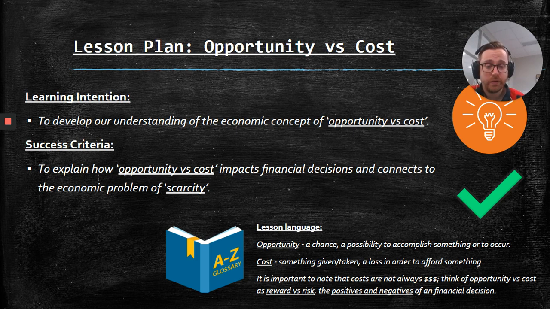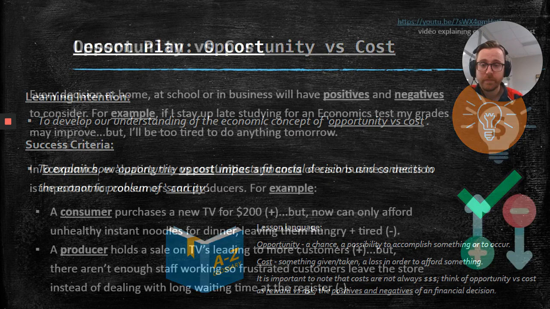It is important to note that costs are not always financial. So something could cost your time. Think of opportunity versus cost as reward versus risk, the positives and the negatives of a financial decision. Don't think of cost simply as just being money, because things can cost something, but you don't pay for it with money. You can pay for it with time, or maybe you trade X for Y. So cost, opportunity, it's your positives versus your negatives. But I'll talk about that in this lesson.